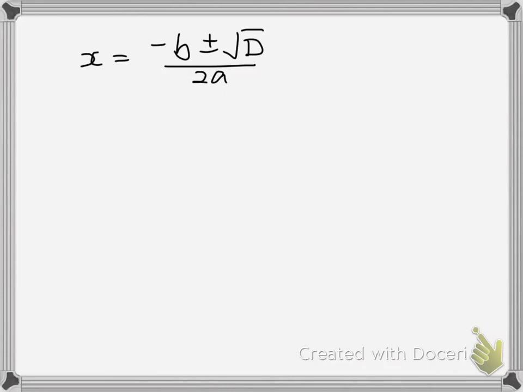Now, how about if we want to evaluate that x a little bit more? This is actually a fraction, so we can write it as two different fractions. We say minus b over 2a plus or minus the square root of D over 2a. It is actually the same thing.